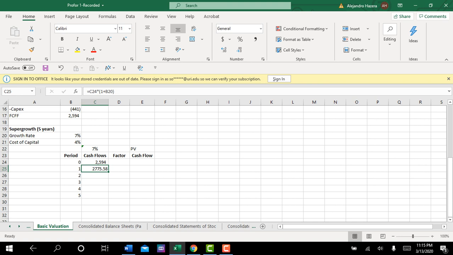We'll format this later to make it look pretty, but at the same time, let's do what's important. Because we're going to copy this down, make sure to freeze the 7%, because the 7% is what all the cash flows grow by. So you have to put dollar signs in front of both the B and the 20, or whatever your cell is, and in that manner, we can copy down.